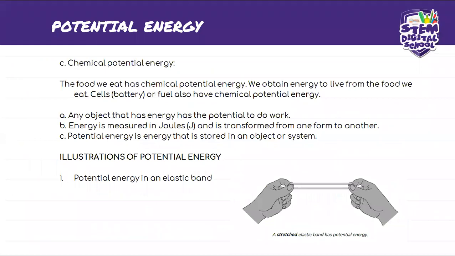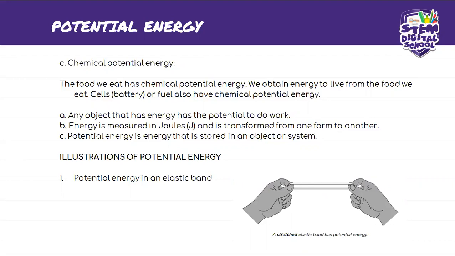Okay, we have another one, chemical potential energy. This is energy that we all have in our system because of the food that we eat. The food we eat has chemical potential energy. We obtain energy to live from the food we eat. Cells, or in brackets battery, or fuel, also have chemical potential energy. So what it means is that chemical potential energy can be found in food, in cells or batteries. It can also be found in fuel, like petrol, paraffin, diesel, and the rest.